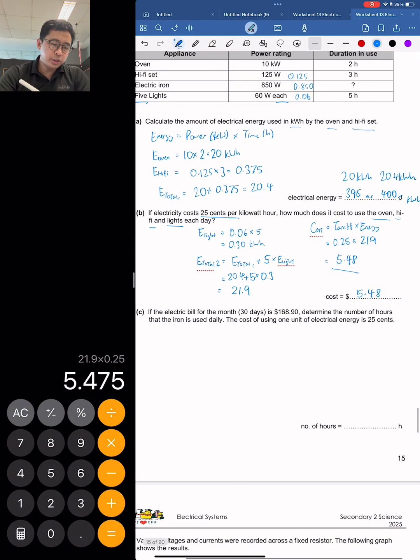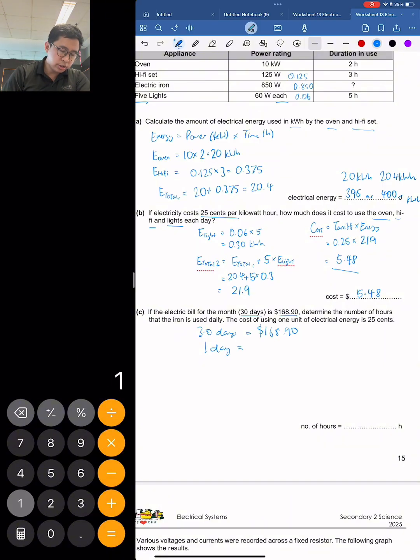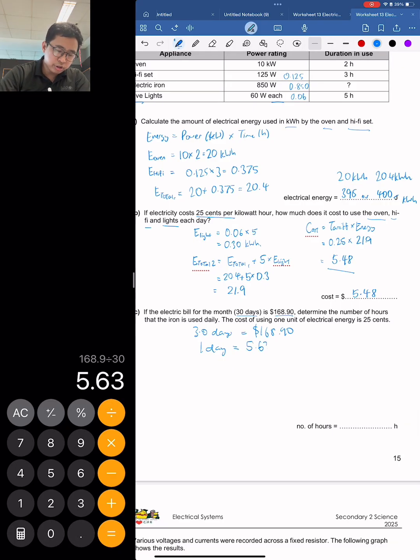So the electrical bill for 1 month, right, is 168. Determine the number of hours it's used daily. So let's say 30 days is 168.90. 1 day equals 168.9 divided by 30 equals 5.63.